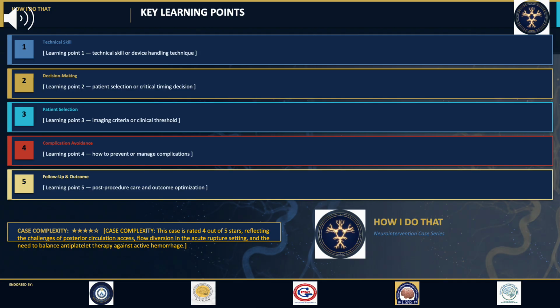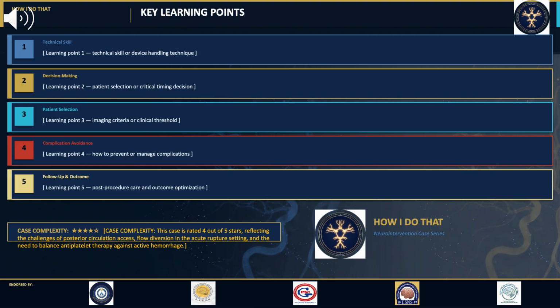D. Procedural vessel injury. General anesthesia was chosen over conscious sedation to eliminate patient movement during navigation of the posterior circulation. No balloon guide catheter was used, which is typical for posterior circulation cases where proximal flow arrest is less practical.